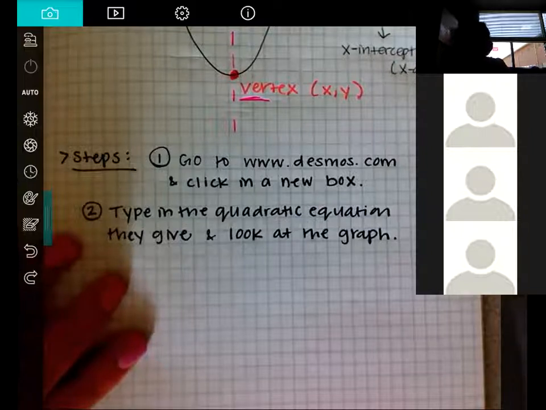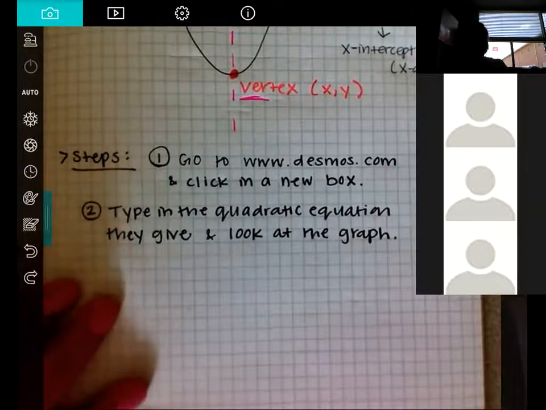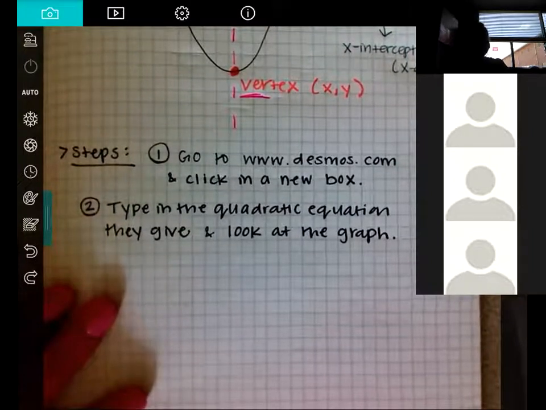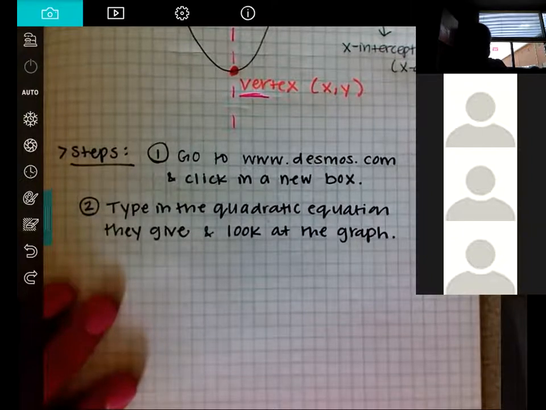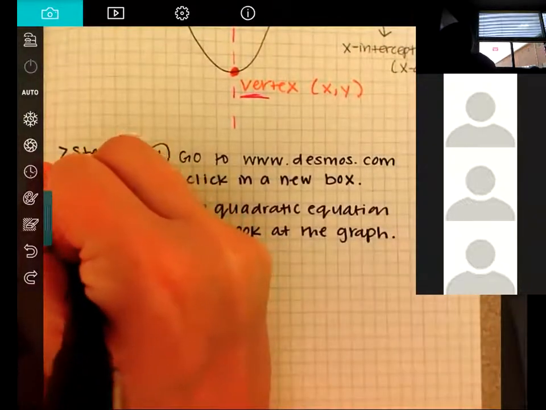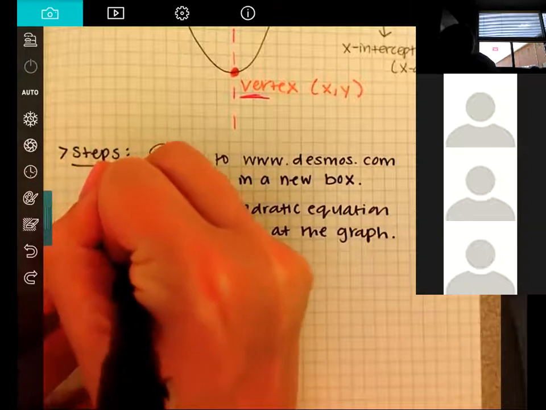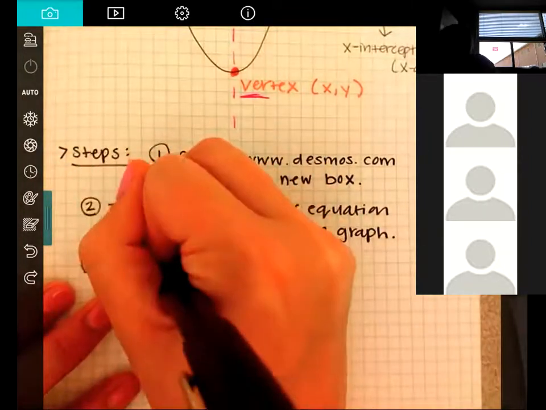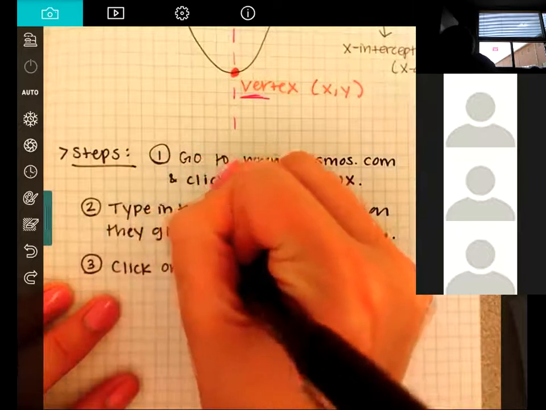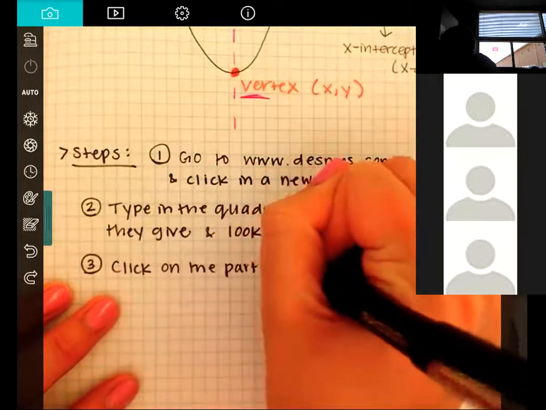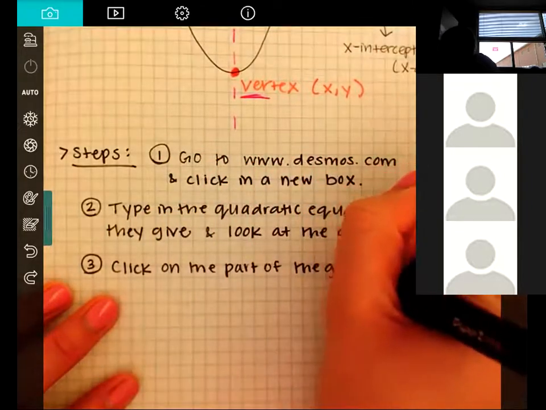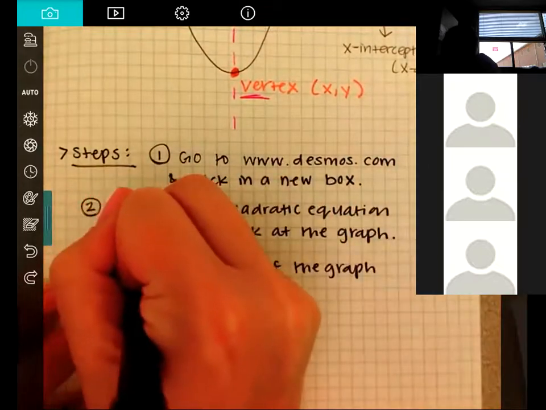So if I say vertex and you click on an x-intercept, it's going to be wrong. And I don't want to hear, oh, I clicked on the wrong thing, duh. Clearly. All right? Or you graphed it wrong. You typed it in wrong. So type in the quadratic equation they give and look at the graph. And then the only other thing you have to do is click on the part of the graph that is asked for.